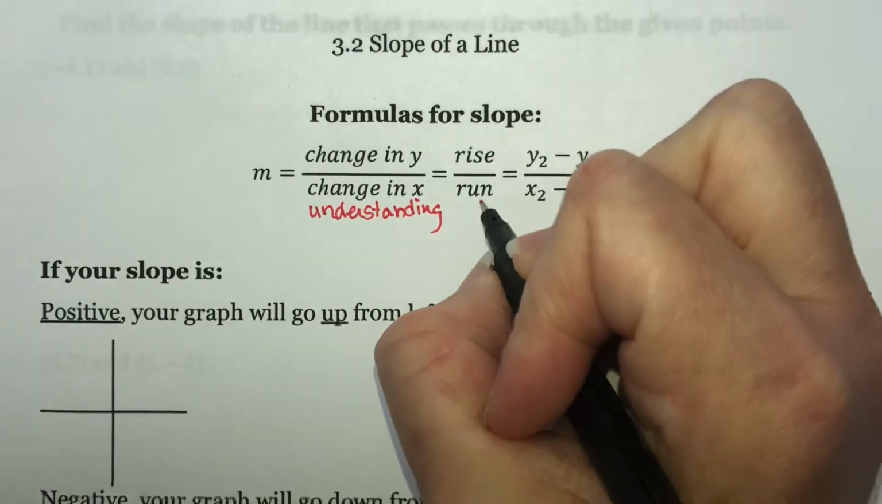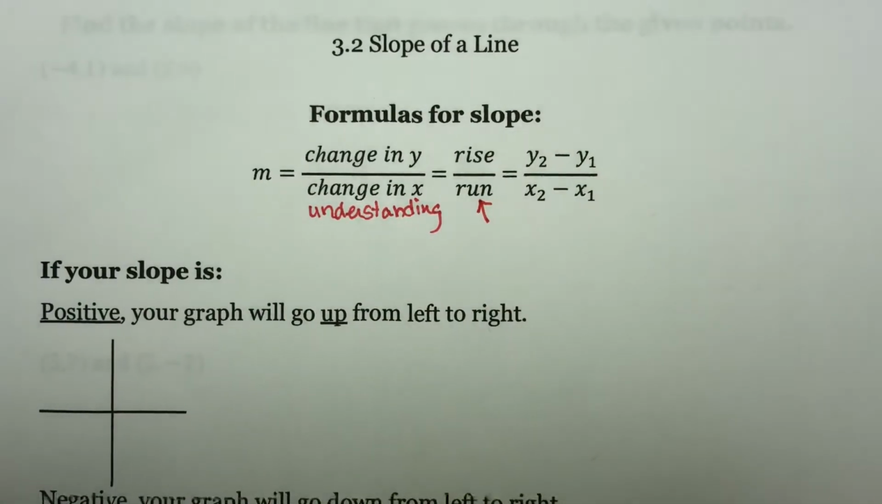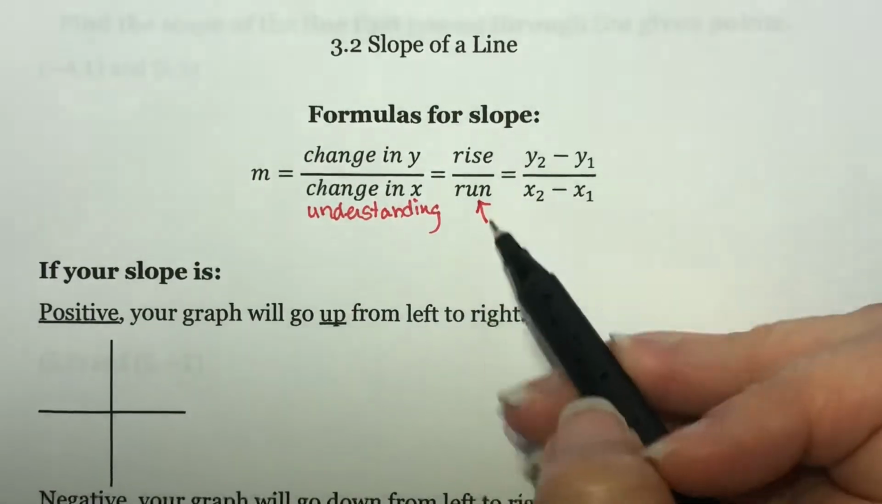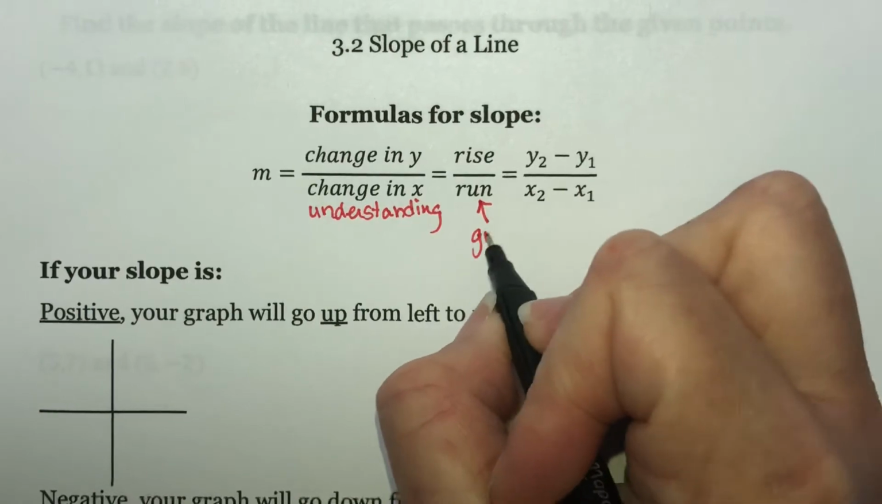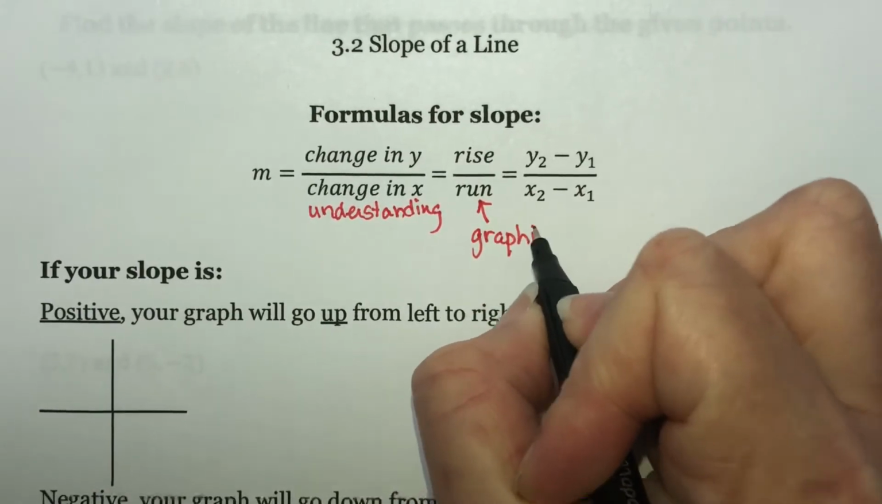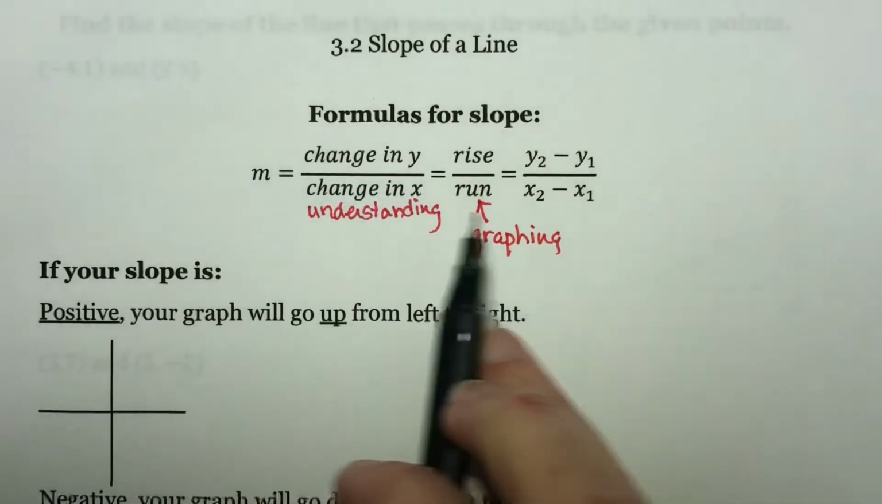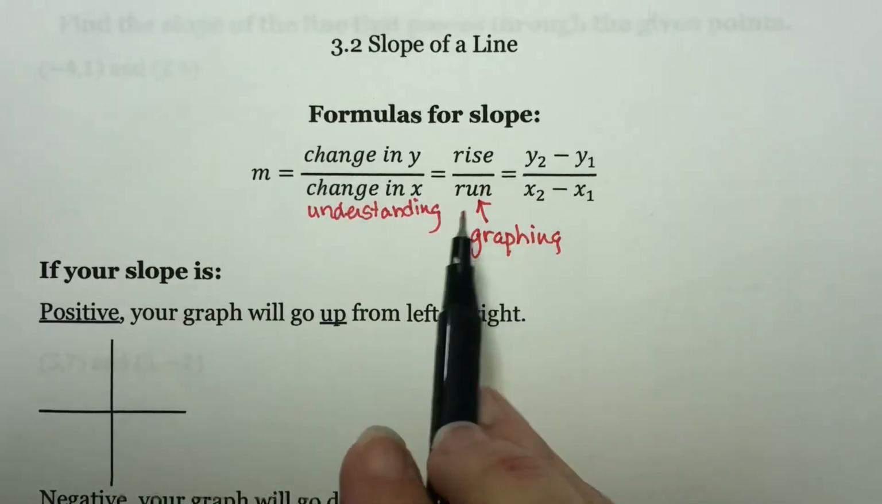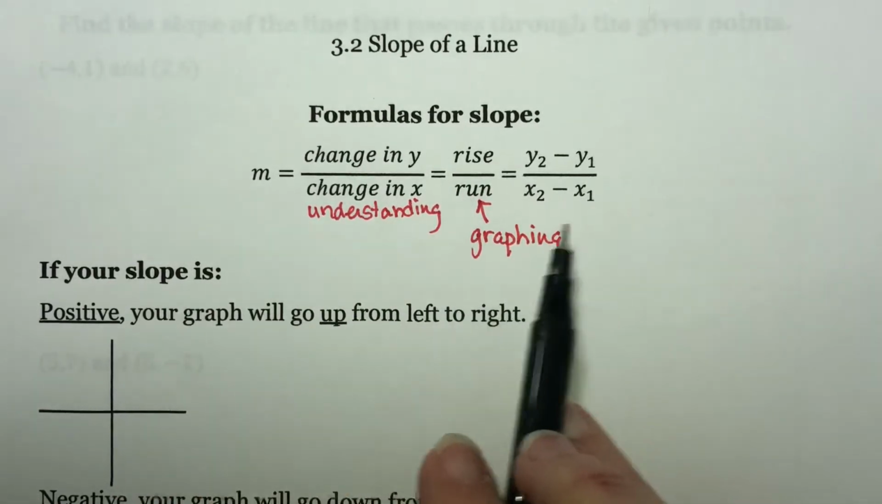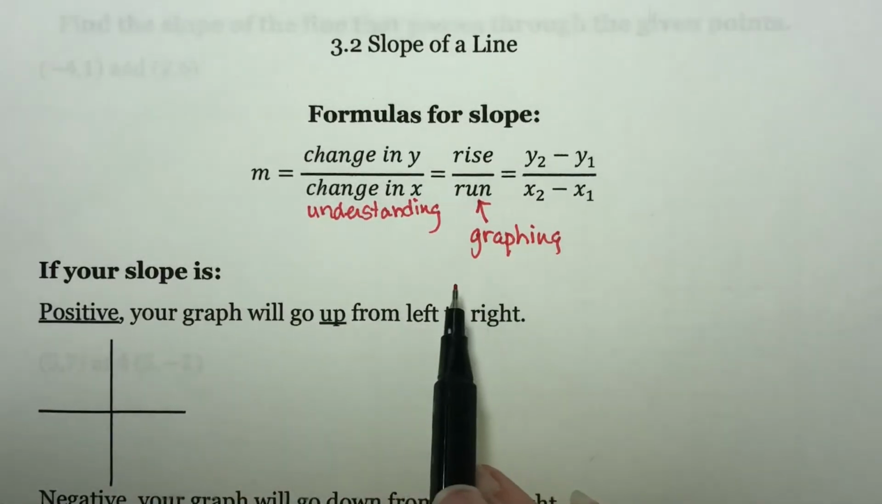Then we have rise over run, and this is a formula that a lot of people remember even if they don't remember how to use it. We use rise over run when we're graphing. Now, all of these are saying the same thing. It's just a different way of dealing with it depending on what we're going to be using a slope for.